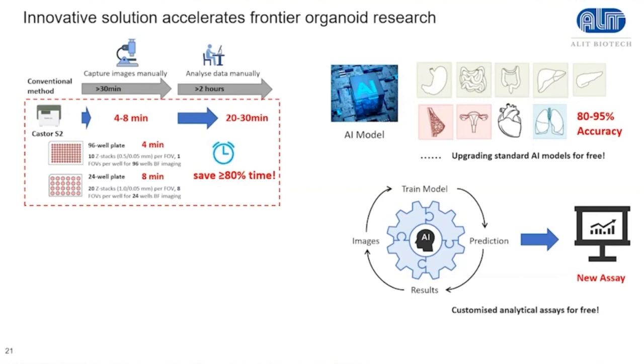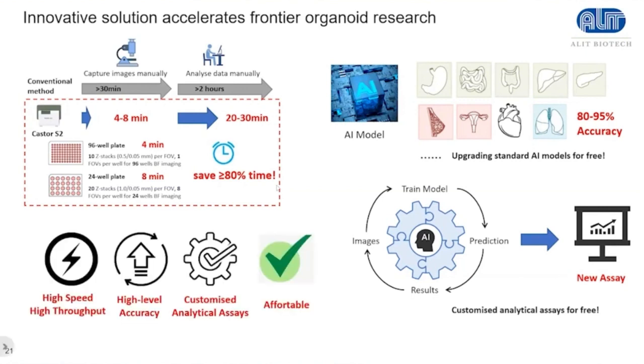Again, all free. So with this high speed, high throughput imaging, high level accuracy identification, and customized analytical assays, CAST-S2 makes high throughput screening using organoids more simple and more affordable, and can greatly accelerate frontier organoid research and the development of organoid industrialization.